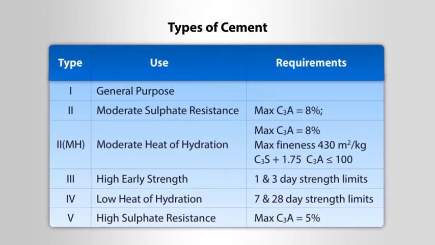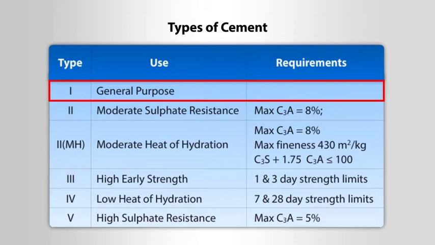There are different types of cement that are used for different applications, and the chemistry of cement is controlled depending on the type of application that is intended for the use in concrete. A type 1 cement, in accordance with the ASTM C150, is a general purpose cement. It covers most of the types of applications that you see.